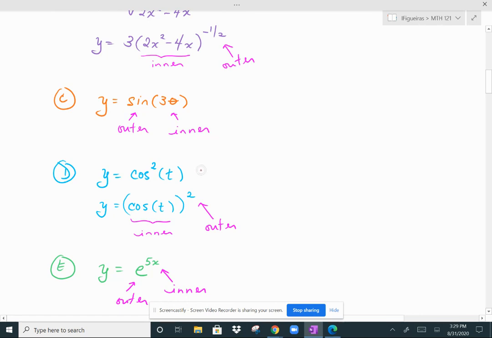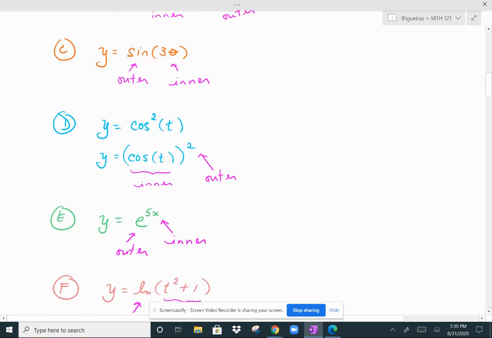Here's another trig function. This is cosine squared of t. In order to identify inner and outer function, it might help if you rewrote this in a different way. Cosine squared of t means the same thing as cosine of t to the 2nd power, which means in order to evaluate something like this, you would first evaluate cosine of t for whatever the value of t is, and then that value would get squared. So your inner function is cosine of t, your outer function is squaring the cosine of t function.